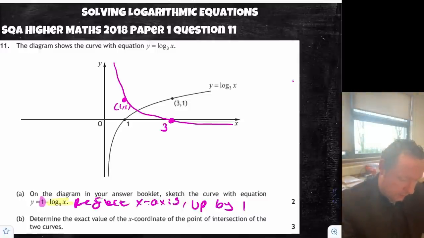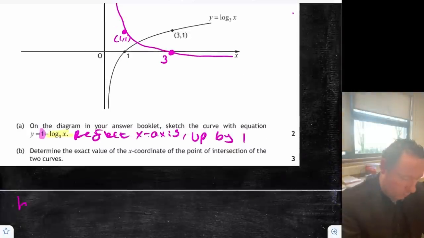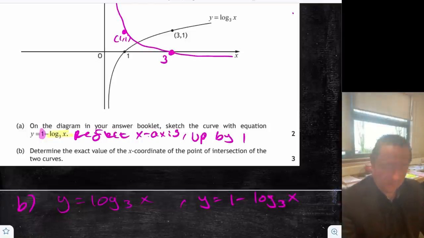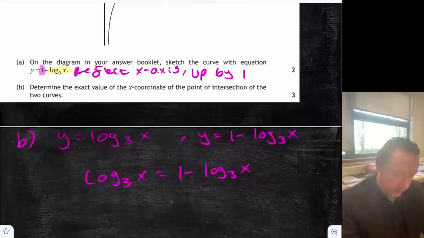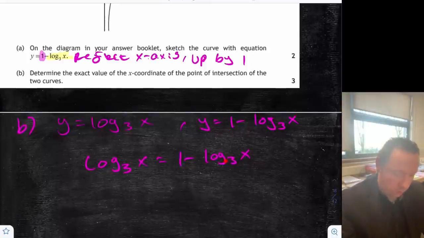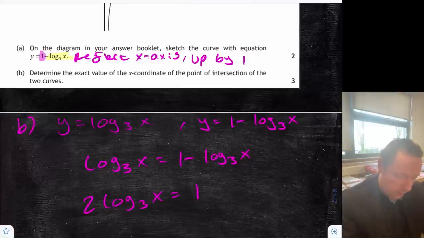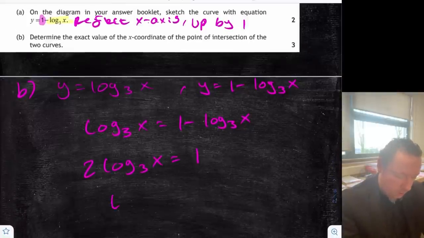Okay, part B: determine the exact value of the point of intersection, simultaneous equations. So for part B, we've got y equals log 3x, but we've also got y equals 1 minus log 3x. So we can say that they are equal to each other and find x. So log 3x equals 1 minus log 3x. Taking the log 3x to the other side, you'll have log 3x plus log 3x, so 2 of them, 2 log 3x equals 1. I can take the 2 up as a power, so I get log 3x squared equals 1.